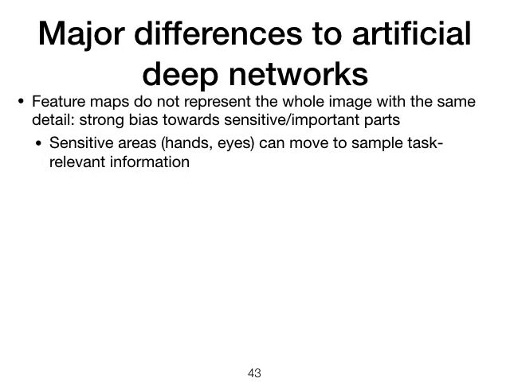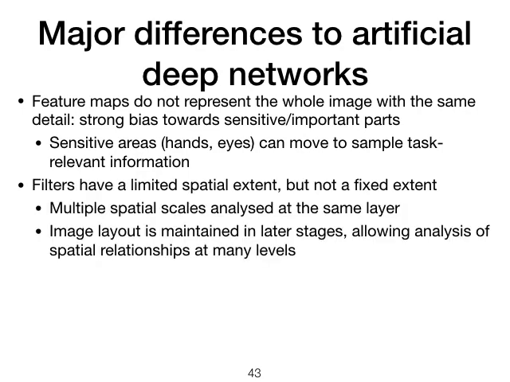So just to summarize what the major differences are, though, in biological systems, feature maps don't represent the whole image in the same detail. There's a strong bias towards the more important or sensitive parts of the input, in the case of vision, central vision. So there are sensitive areas in biological systems that can move to sample task-relevant information. So we can move our eyes to do the things that we want to do. We can move our hands to touch the things that we want to touch. So far, artificial deep networks haven't got that.